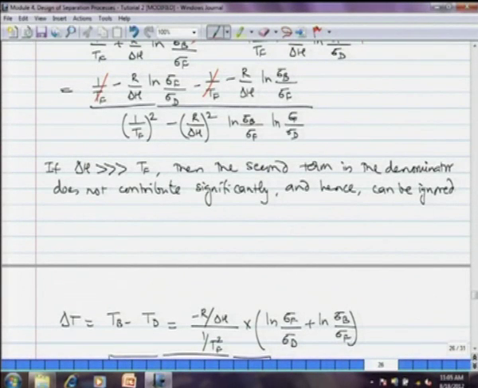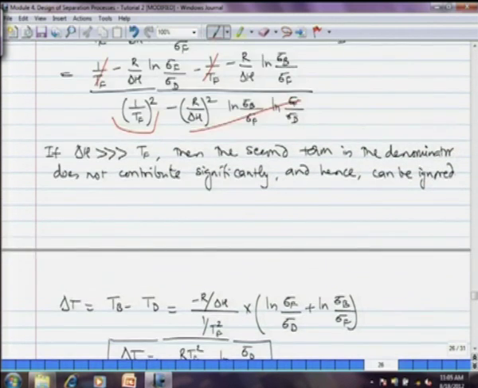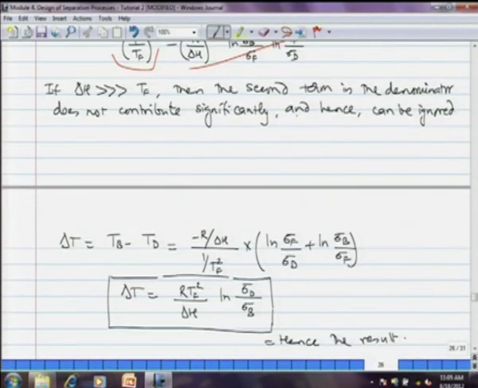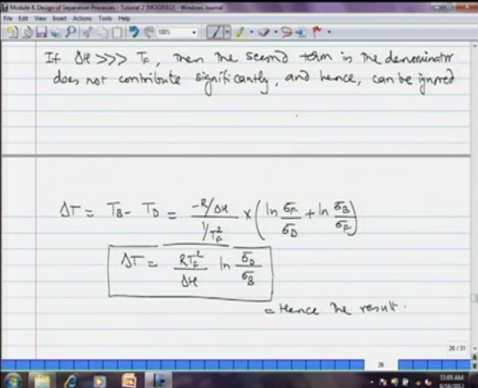What will be the temperature of the feed? It will typically be, let us say, 350 Kelvin or 320 Kelvin, 70-80 degrees approximately, of that order. So 1 by Tf square minus the second term is going to be dominated by the first term, because the second term is far smaller, and therefore you can ignore it. Then what we are left with is delta T equal to Tb minus Td equal to R divided by delta H divided by 1 by Tf square, and then the product of ln sigma F by sigma D and ln sigma B by sigma F.